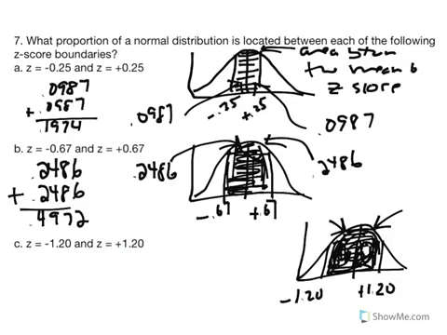So given what we found in our unit normal table, we can express this proportion as 0.3849. And again, to identify the proportion of the entire distribution that spans from a negative 1.2 z-score to a positive 1.2 z-score, we would simply add these two proportions together.